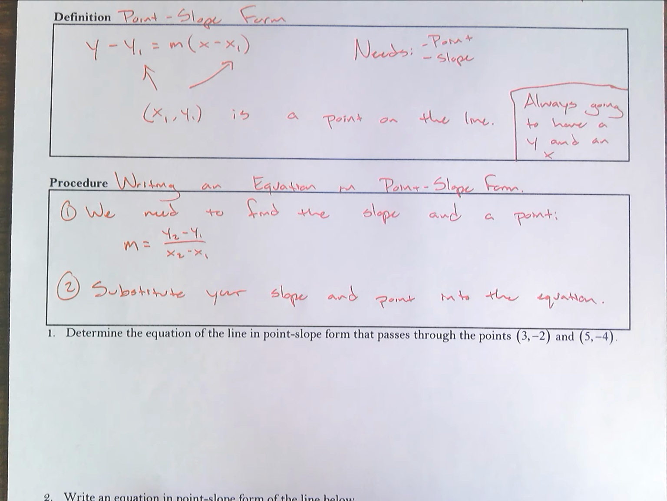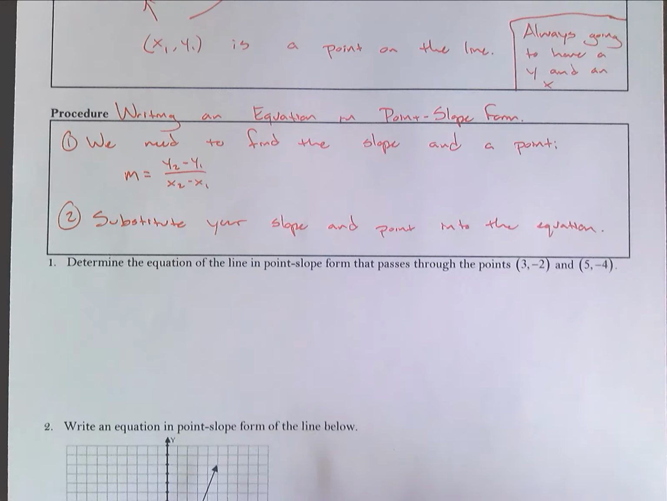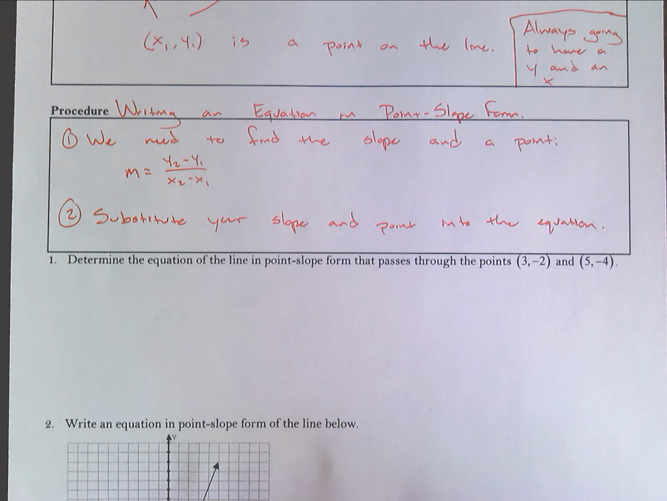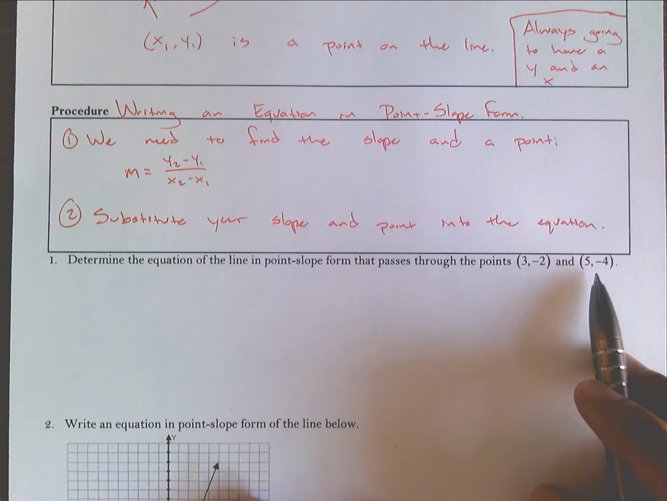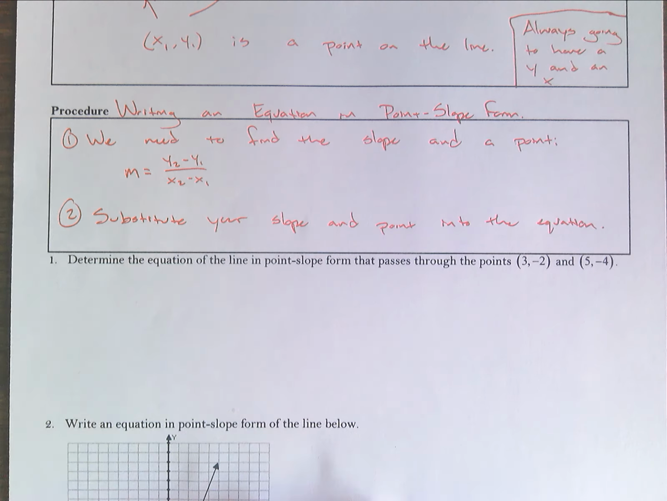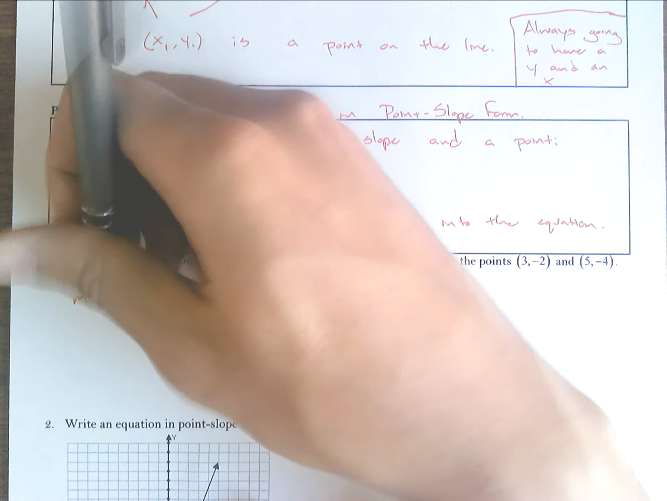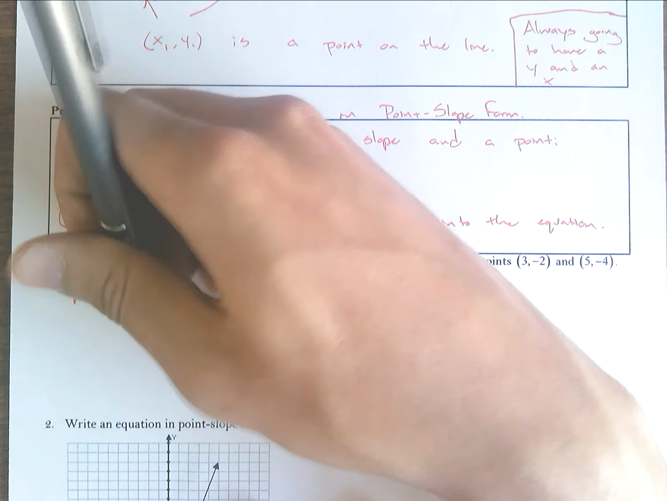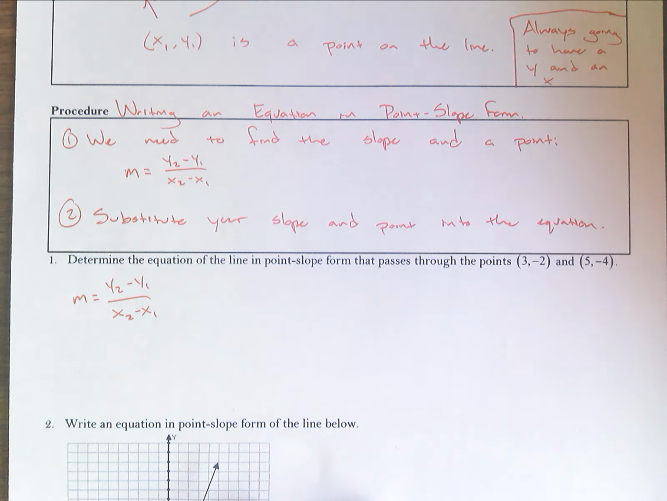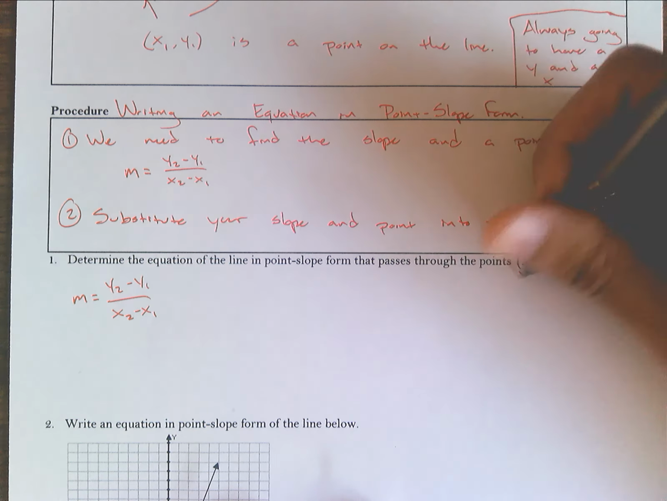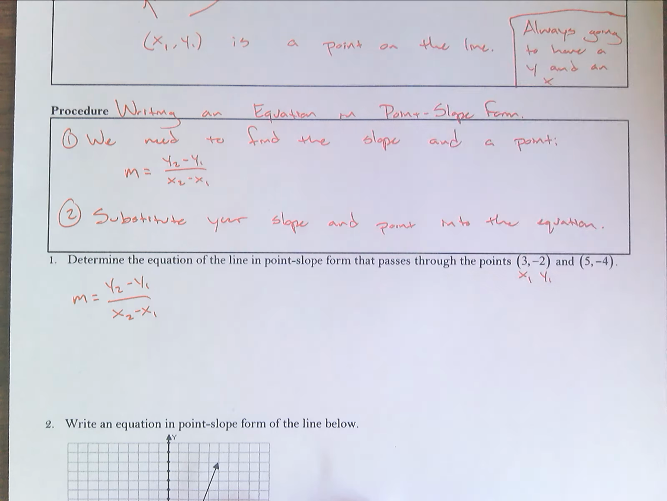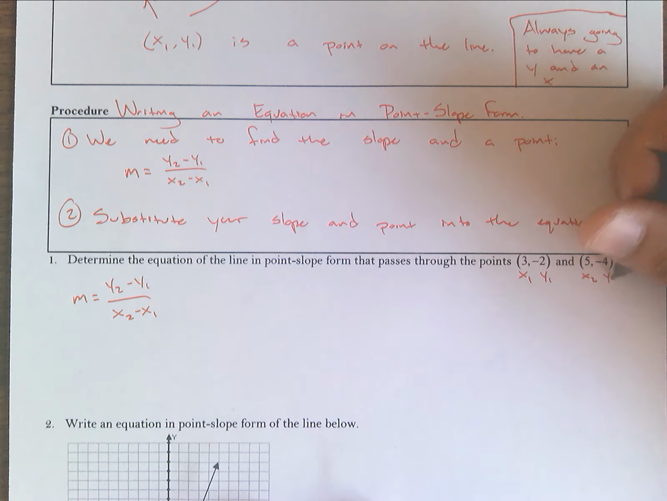So let's practice a couple. Determine the equation of the line in point slope form that passes through the points 3, -2 and 5, -4. First we have to find our slope and a point. It gives us 2 points, so we're good there, and we can use one of those. To find the slope between 2 points, we use our formula, m equals y2 minus y1 over x2 minus x1. We'll call the first point x1, y1 and the second point x2, y2.